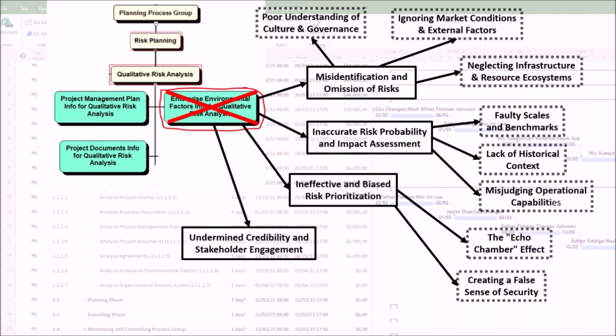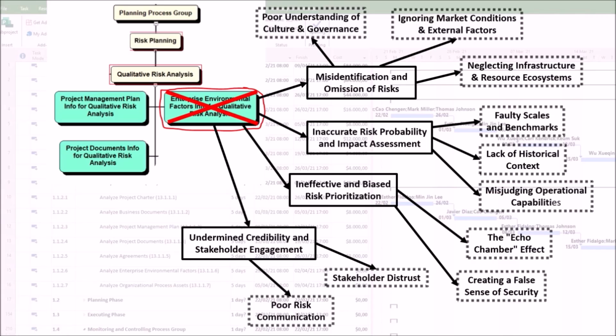4. Undermined credibility and stakeholder engagement. First, stakeholder distrust. Savvy stakeholders, especially sponsors and functional managers, will recognize when the risk assessment doesn't reflect the organizational realities they operate in daily. This leads to loss of credibility for the PM and the process.